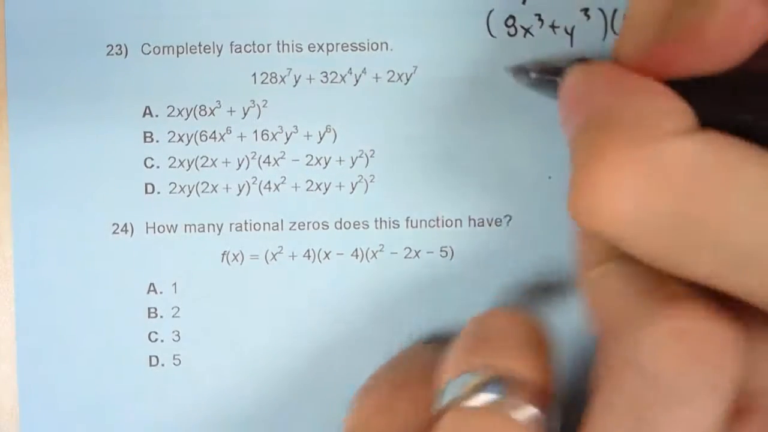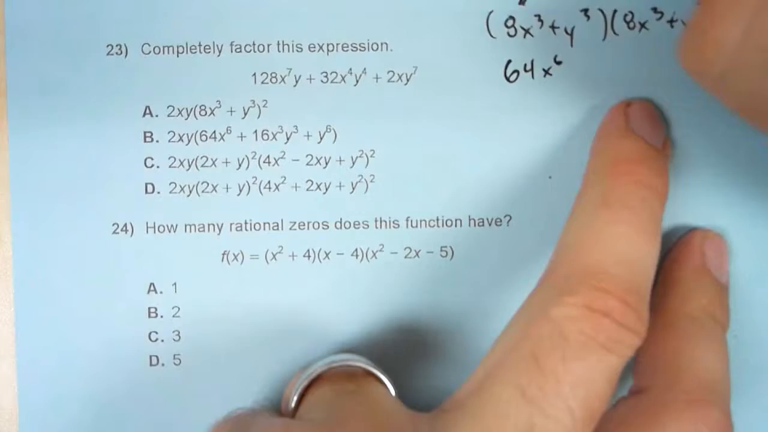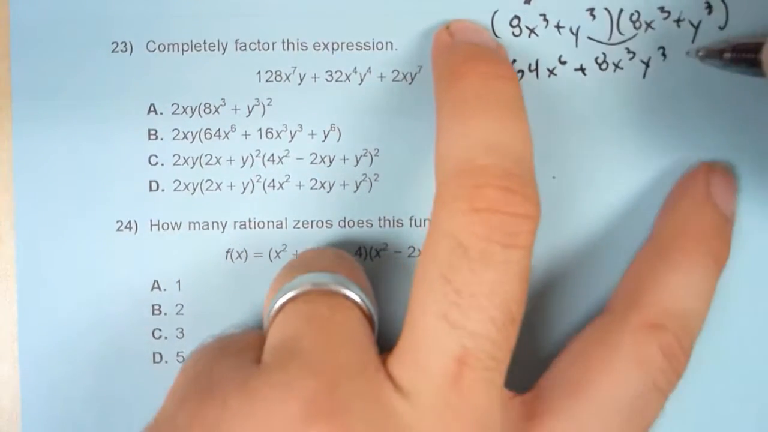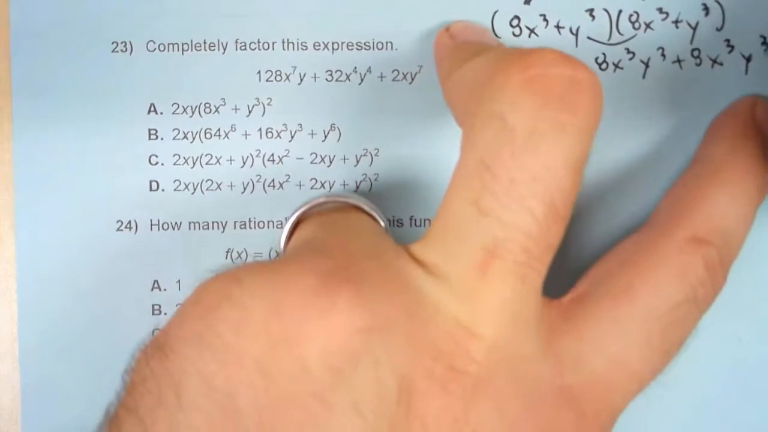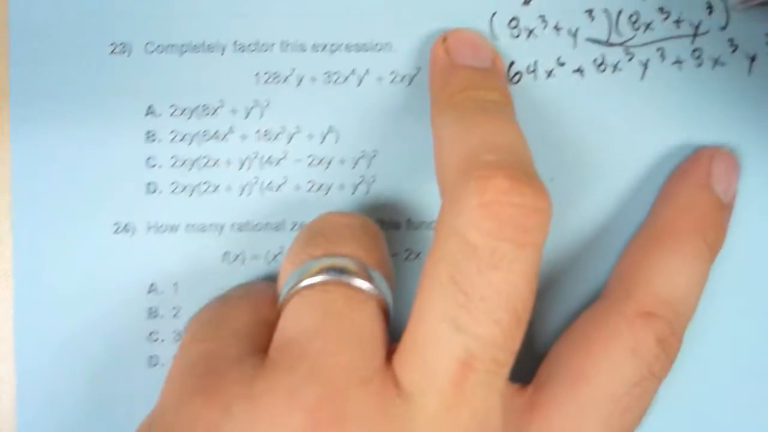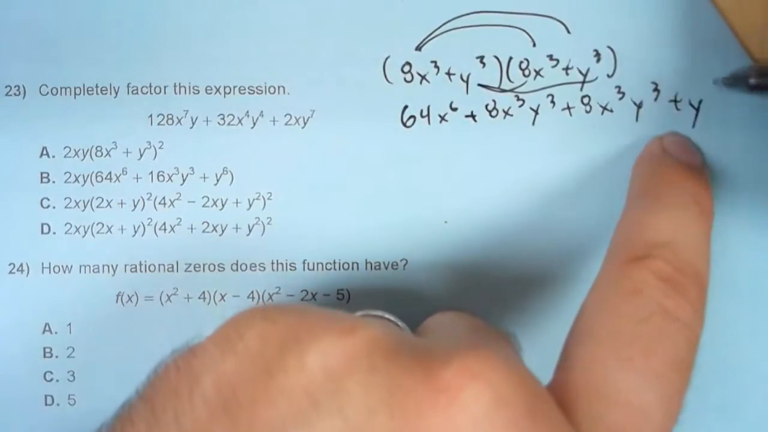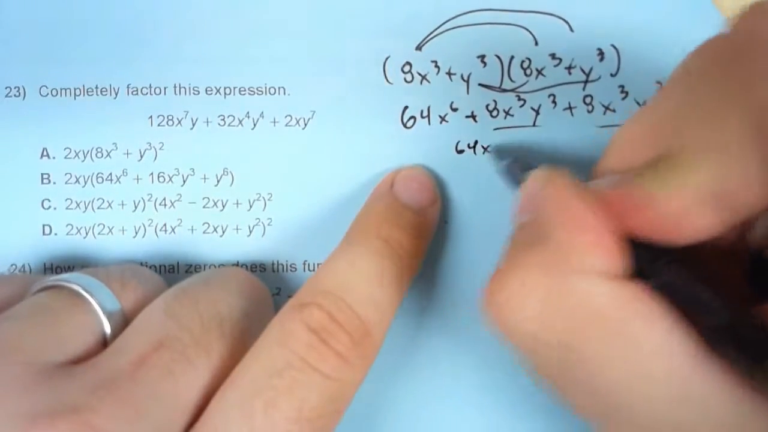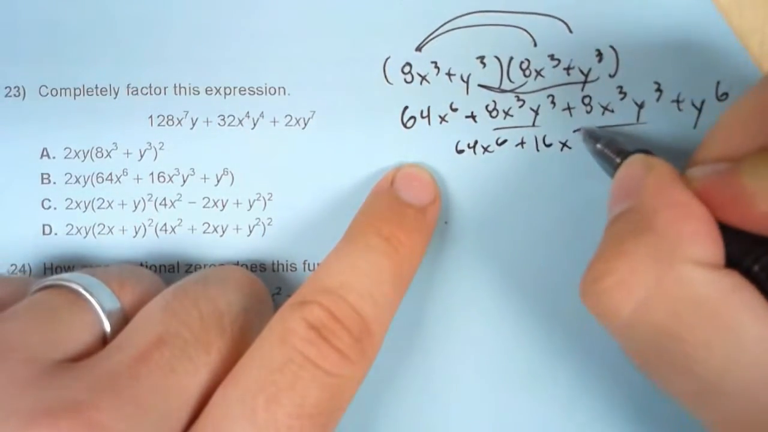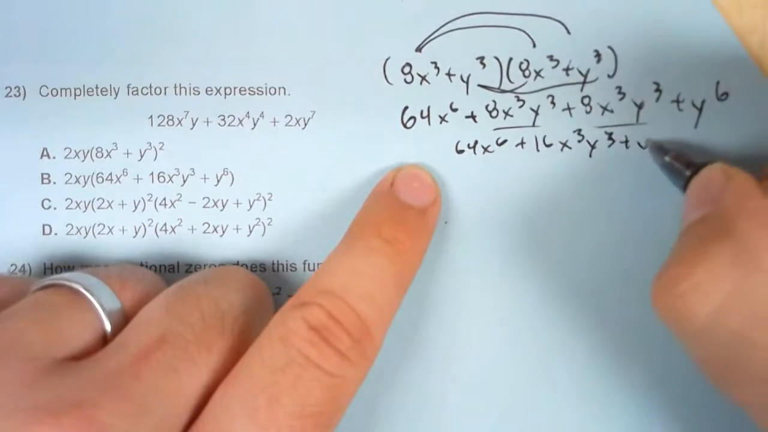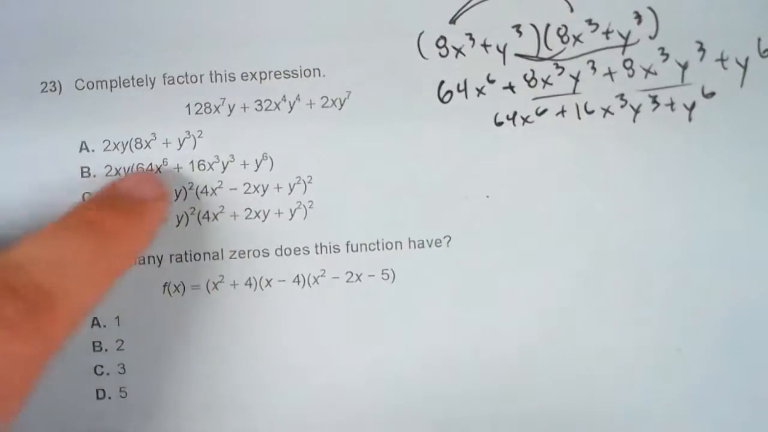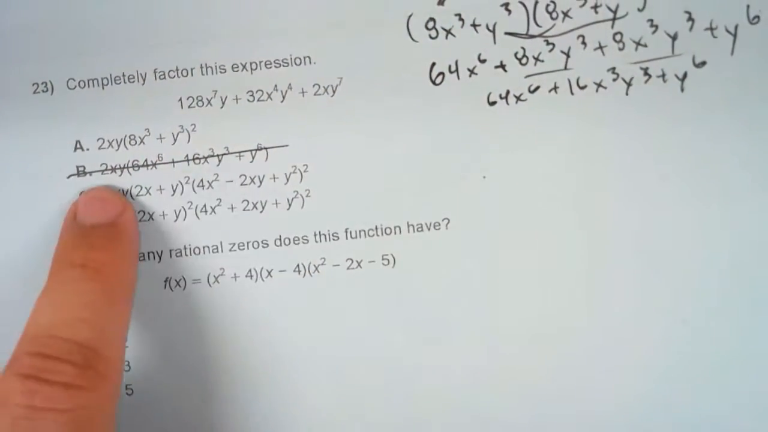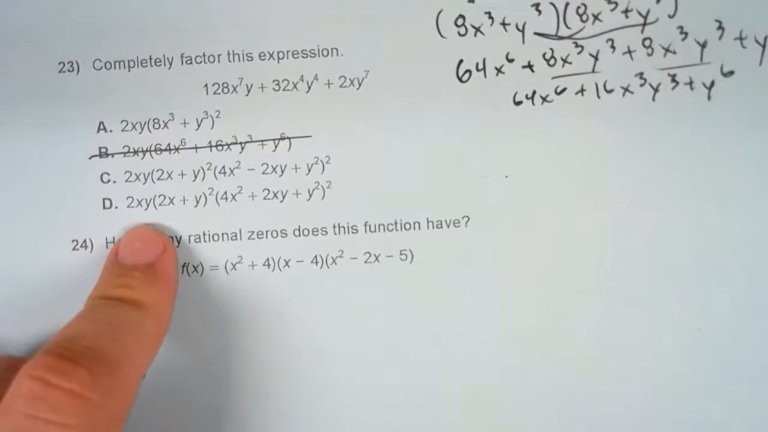8x to the third times 8x to the third, 64x to the sixth, plus 8x to the third y to the third, another one of those, and then the last one of those is y to the third times y to the third, which is going to give us y to the sixth. So when we combine these like terms, we're going to have 64x to the sixth plus 16x to the third y to the third plus y to the sixth, which is that, which says it's not that one because at least A can go further. This is our original after we factor our GCF out, which our GCF is the same for all of these, so that's kind of frustrating.